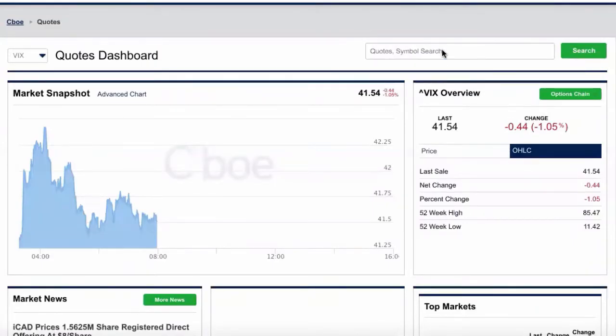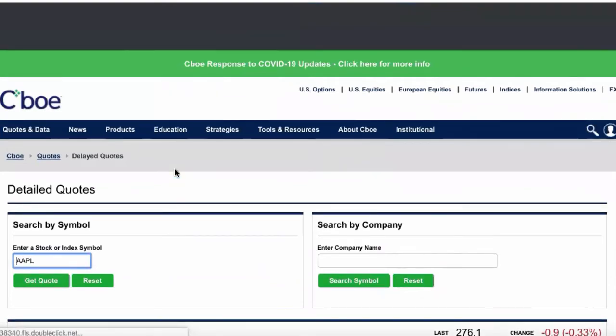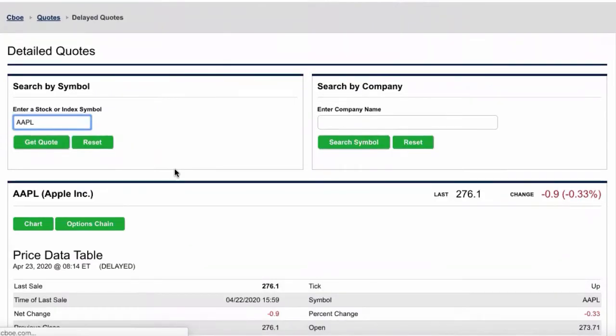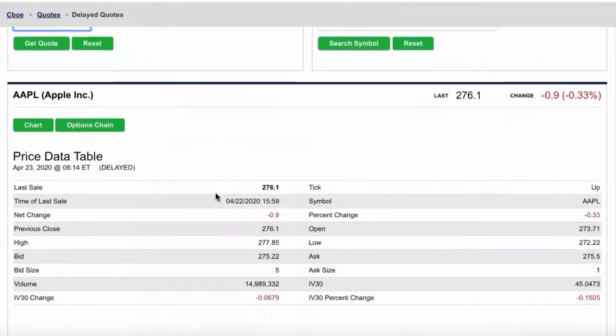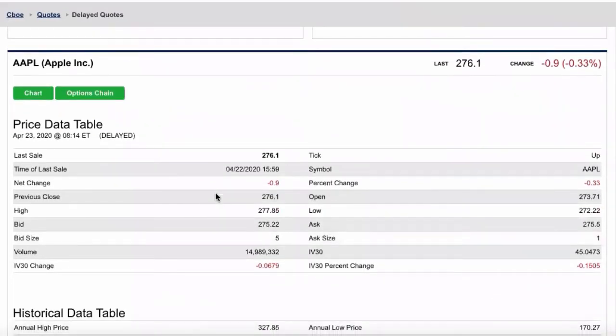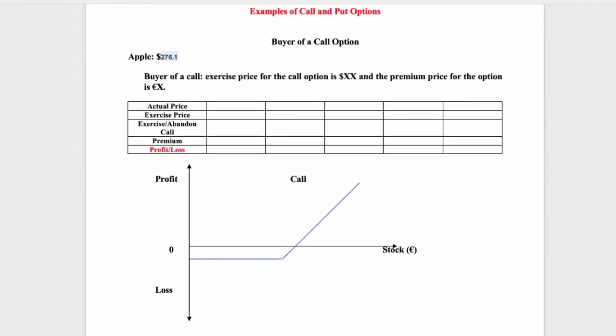Apple, maybe. Apple, okay. So type in Apple, scroll down, and I want to get the options chain here. Don't just get quote, just go to the options chain. But what I want you to do firstly, before we do this, is just take some information. So the last price for Apple is $276.10. So I just want to put in Apple. Okay. And that price is based on yesterday, which was the 22nd, wasn't it?